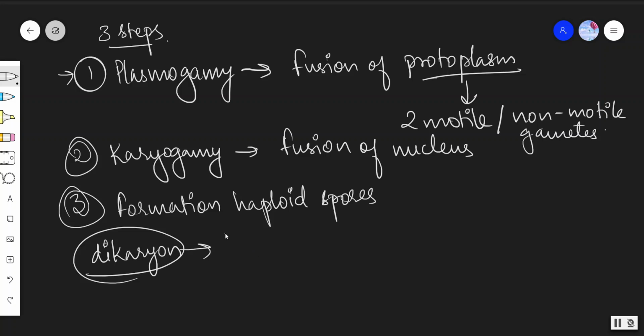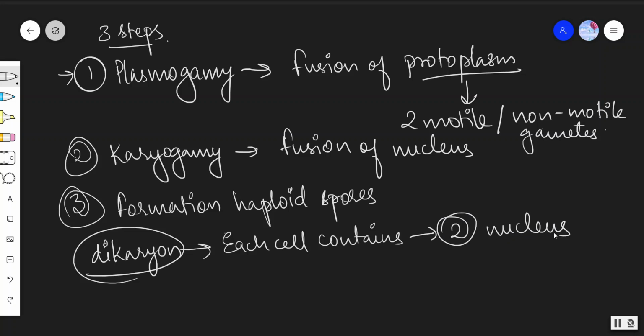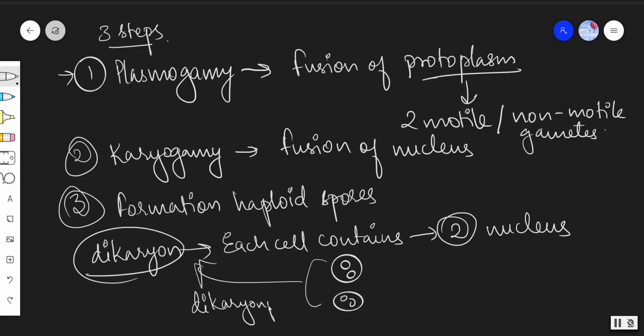Dikaryon means each cell contains 2 nuclei. If these are the 2 cells, they have 2 nuclei in them, and this stage is known as the dikaryon phase.